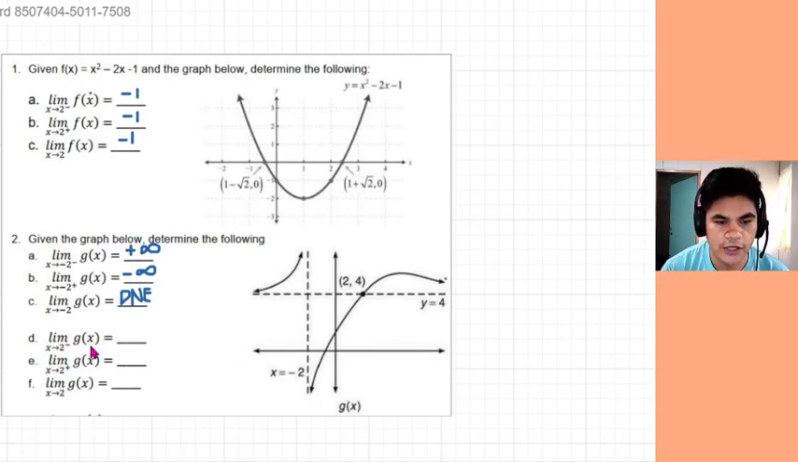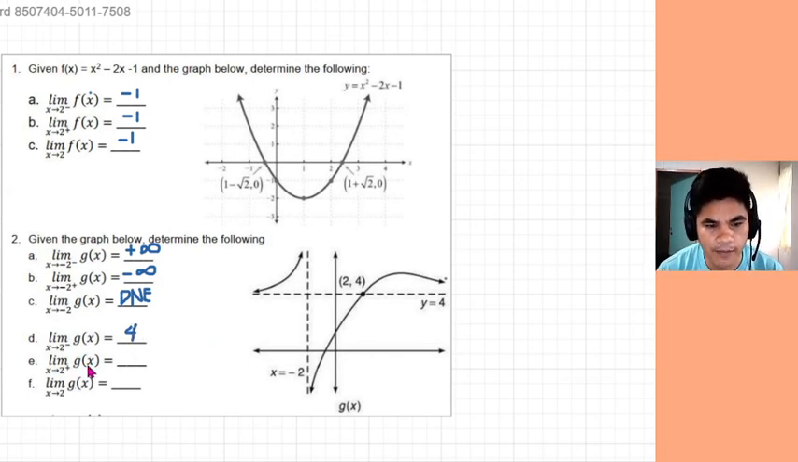The limit of g(x) as x approaches 2 from the left. This is the point (2, 4). So supposedly the x here is 2. Now, as x approaches 2 from the left, then the limit is positive 4. Okay. The limit is positive 4.